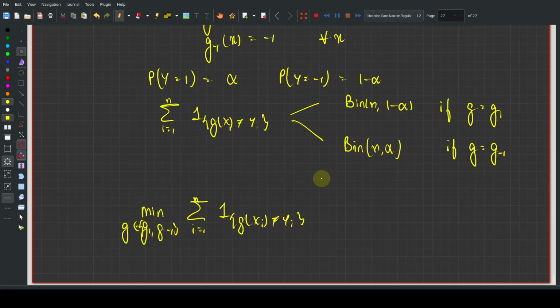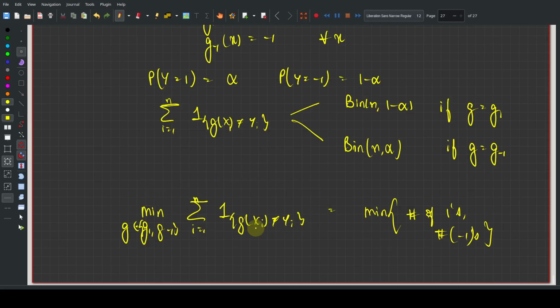Correct? So in any case, this risk, of course, I've removed the scaling 1 over n, but this particular risk cannot exceed n by 2. Do you agree? It can never exceed n by 2. So this is basically equal to the minimum over the number of ones and the number of minus ones. Correct? But this is not a sum of IID random variables.